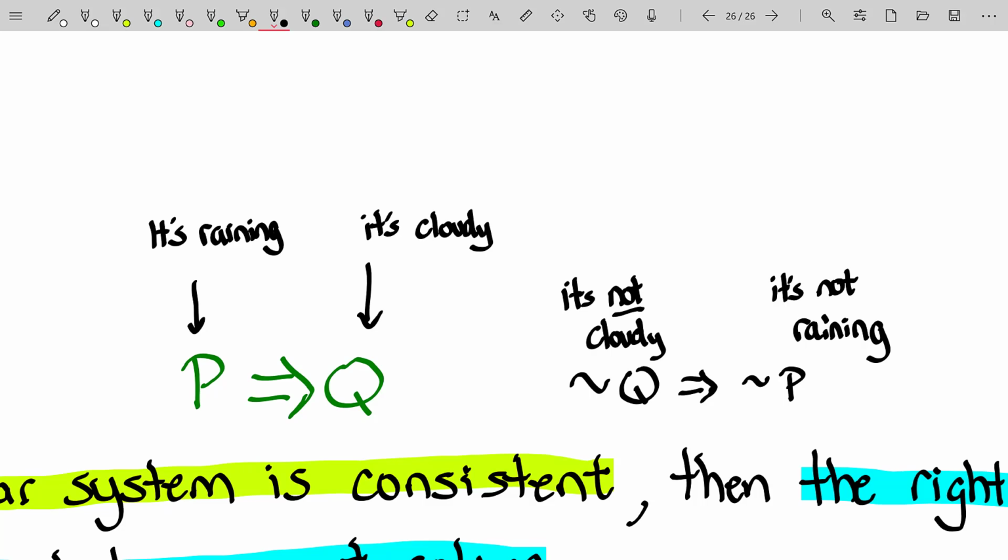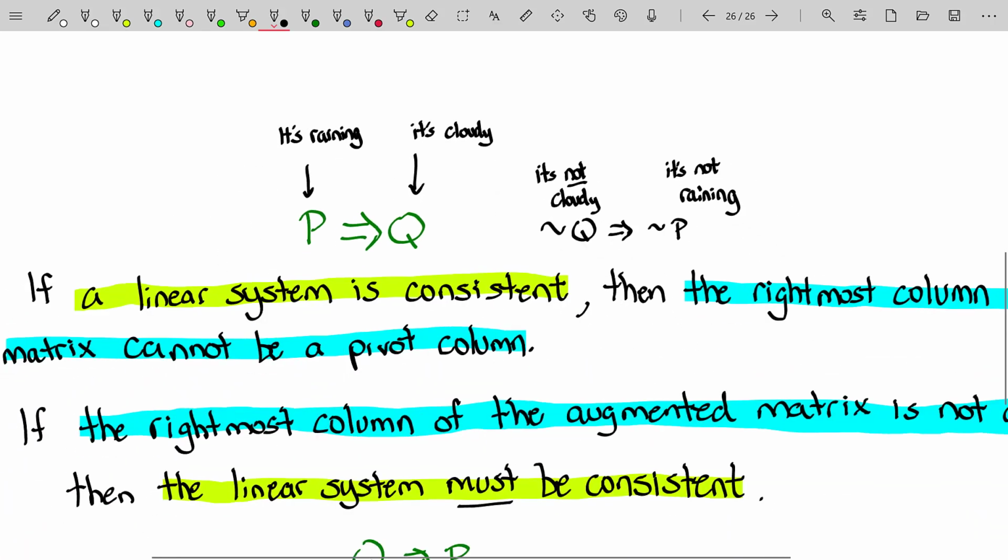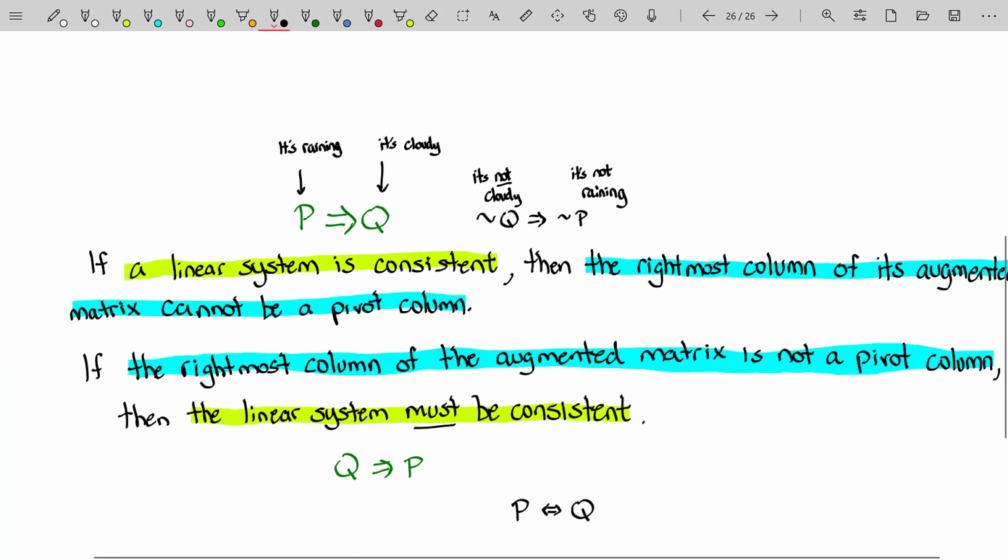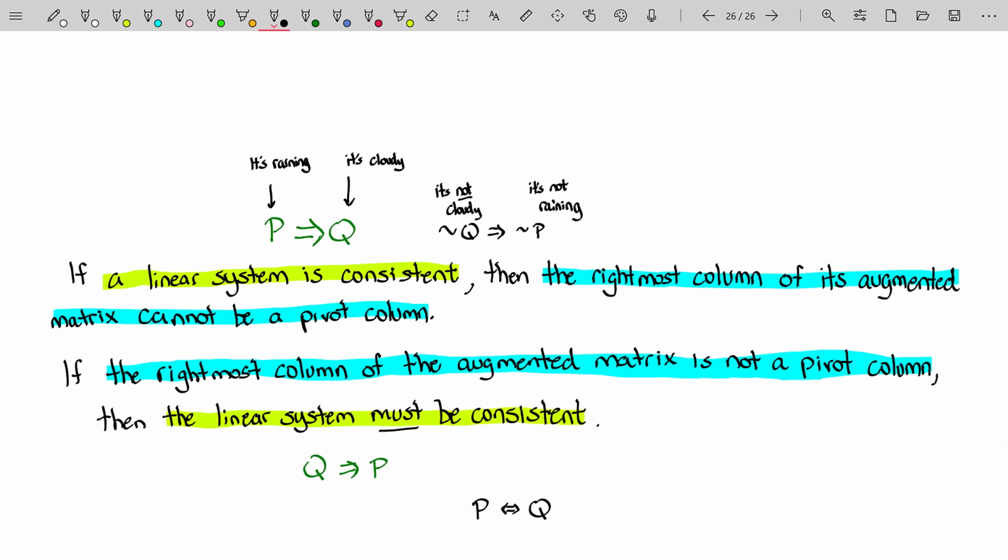So what does that have to do with all the work we're doing right now? Well, if you take a look at all these statements here, if I think about the contrapositive statement of this first piece, well, the original claim is if we have a consistent linear system, then the rightmost column of its augmented matrix cannot be a pivot column.